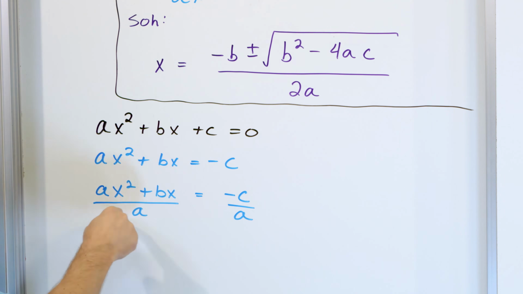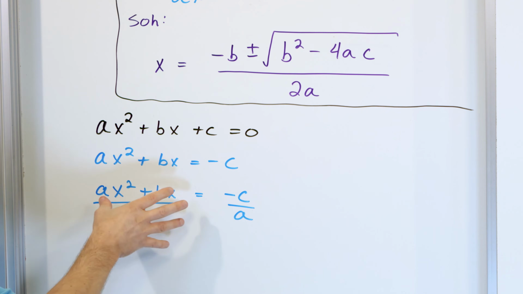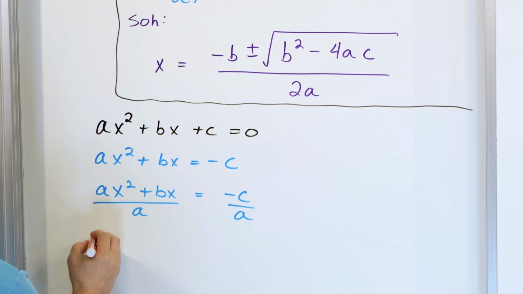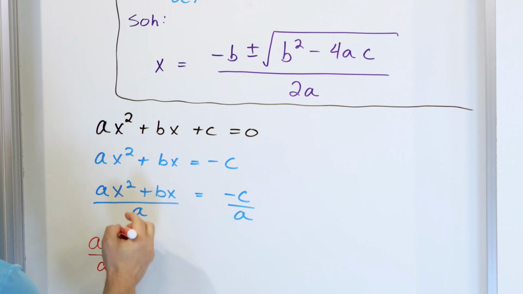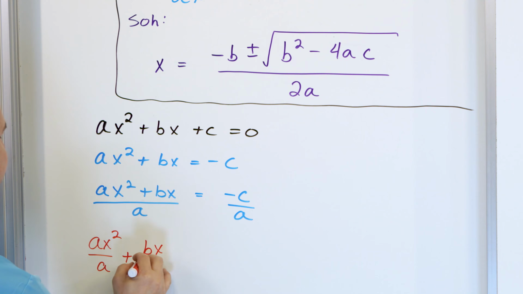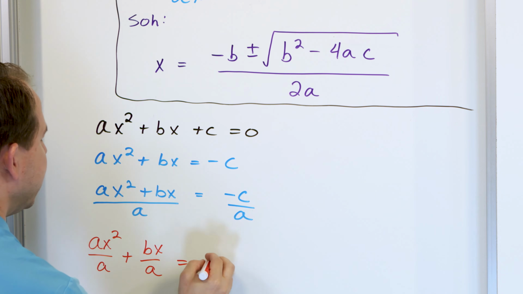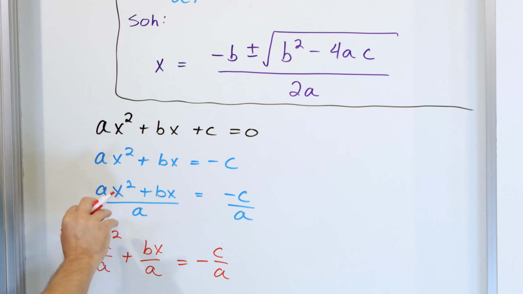So then what we do is we look at this, we want to do the cancellation. We're going to break this up into 2 fractions like this. We're going to break it up into ax squared over a. The plus sign comes from here, and then bx over a. And on the right-hand side, it's going to be negative c over a. So all I've done here is break it up.